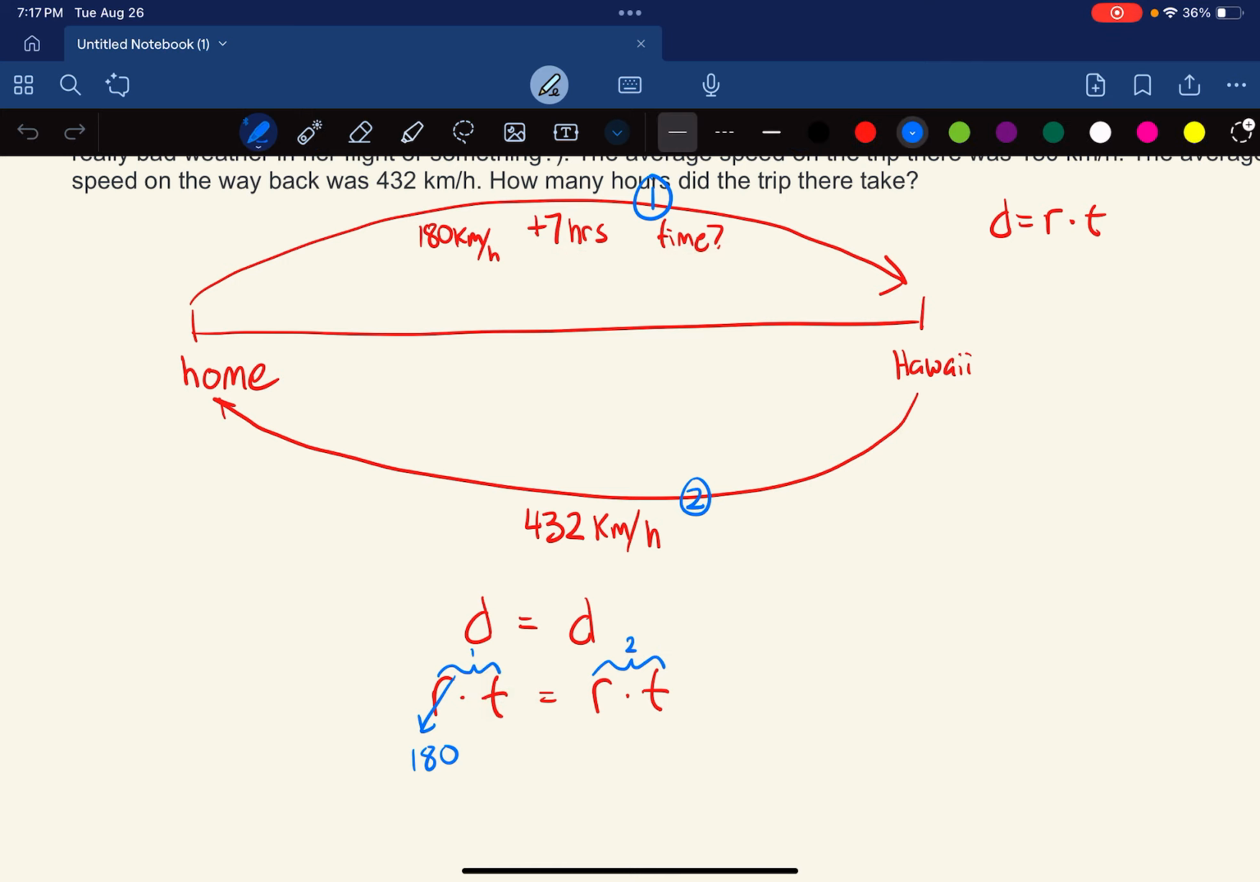So I'm going to go ahead and make a note to myself. I'm going to underline the t. That's the one that we really want. If we can solve for that t, that's the time that it takes to go there. That's what we're trying to find. How many hours did the trip there take? What about the rate for trip 2? The rate for trip 2 is telling us on this trip it's 432. So let's cross r out and say this is really 432.